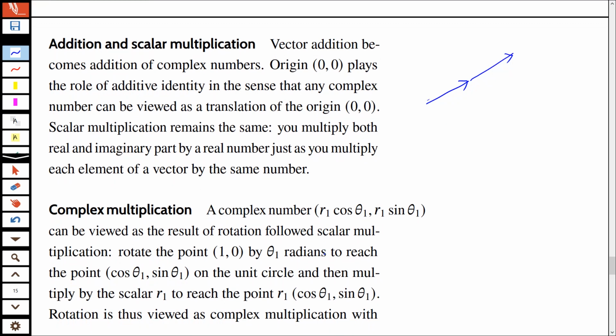Now, 0 is special because this point 0, 0 is such that any point or any complex number, let's say x comma y, can be seen as if I have added something to 0. So any complex number is 0 plus the same complex number. So 0 is actually the additive identity.